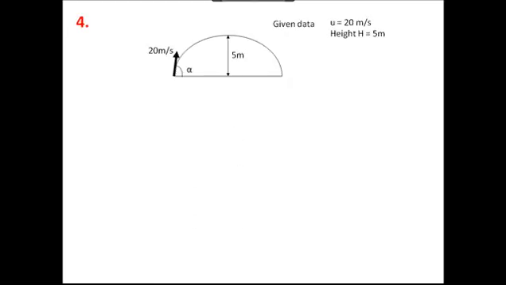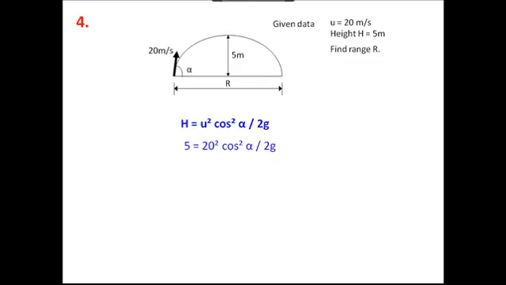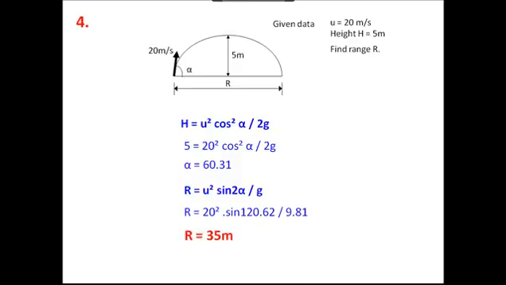Next problem goes like this. You are given this data. u is 20, maximum height is 5, and you are required to find range. Simple. First use maximum height is given, so use H is equal to u square sine square alpha by 2g to get you alpha. And once you have alpha, put in R is equal to u square sine 2 alpha by g to get your R. And R comes in this case is 35.